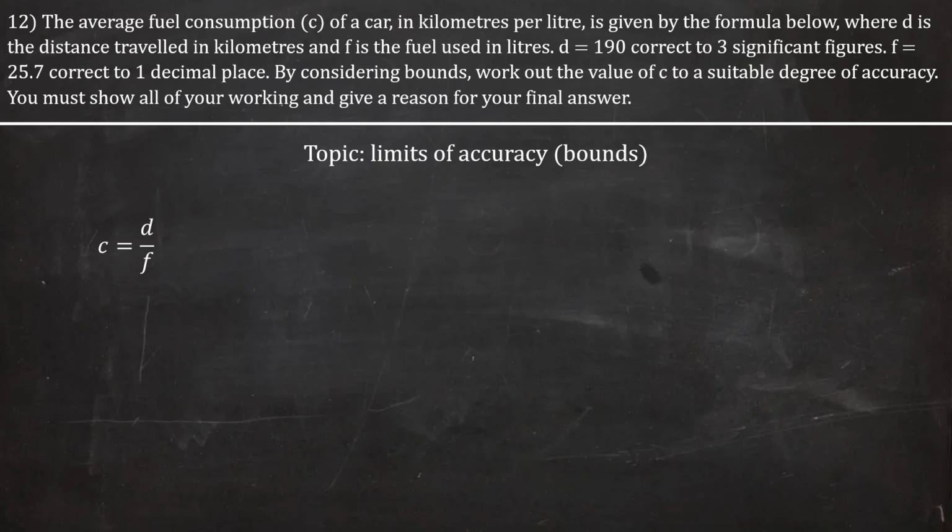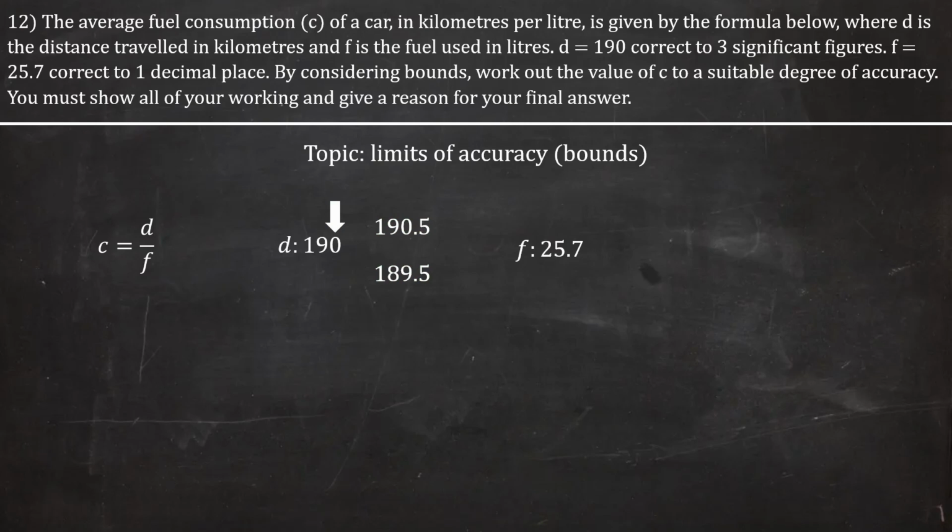You read the question by yourself. What we're going to do here, first thing, we're going to find upper and lower bounds for D and F. So D is 190 correct to three significant figures. So let's point out where the third significant figure is. It's only units. So to find the bounds, I'm going to add and subtract 5 from the next place value, so in this case, 0.5. So that will give me 190.5 and 189.5.